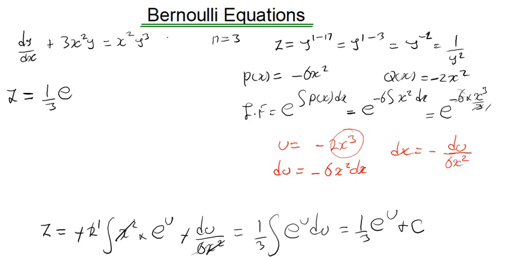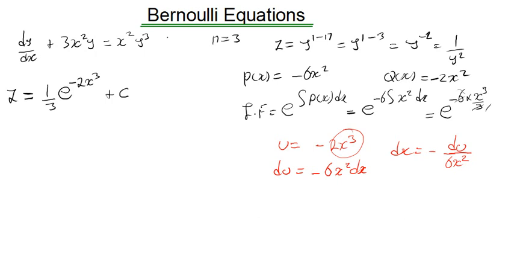And for convenience, instead of continuing to use u, I'm going to use what my u is, because I let u be equal to negative 2x to the power 3, plus c. To find the final solution, there are two things I have to do. I have to take this back to what y is initially, and I also have to multiply it by the integrating factor. So now I know that my z is equal to 1 over y squared. That's what I have as my z.